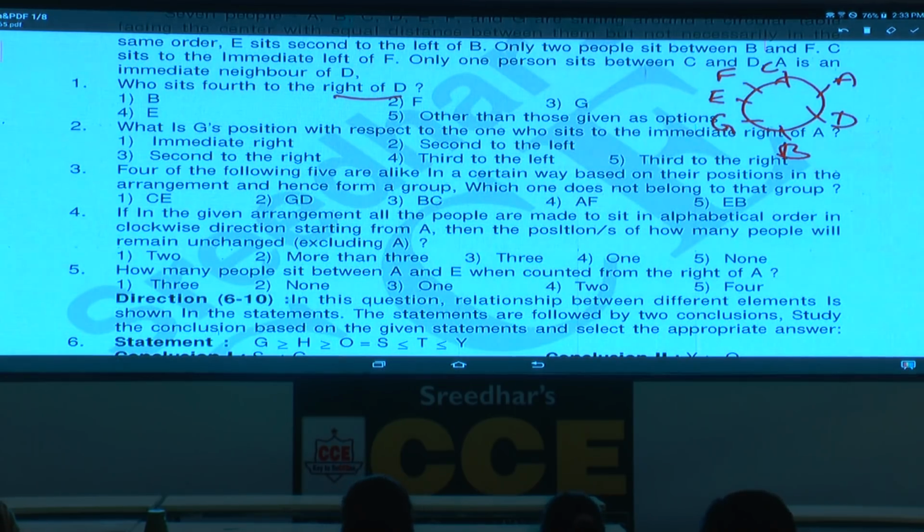Then coming to question number 1. Who sits fourth to the right of D? 1, 2, 3, 4. E sits fourth to the right of D. Choice 4.